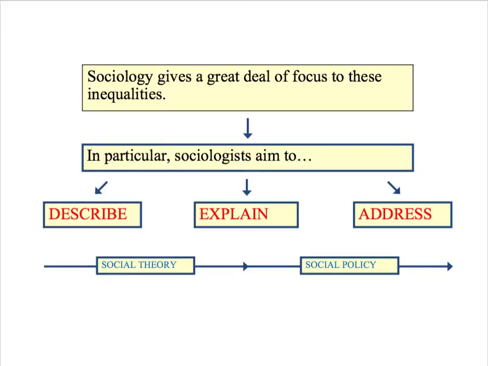If you pick up a sociology textbook and have a look at the contents page, you'll see that a great deal of sociology focuses on things like class inequalities or ethnic inequalities or gender inequalities. In particular, what sociologists aim to do is to describe or document the different types of inequalities that exist within society. They then try to explain why those inequalities exist, and sociologists often have an input into social policy so that they can come up with ideas of addressing and alleviating these inequalities.